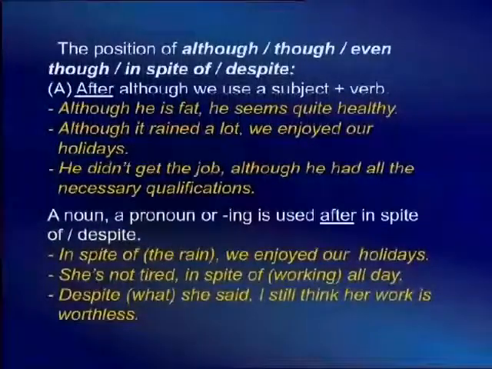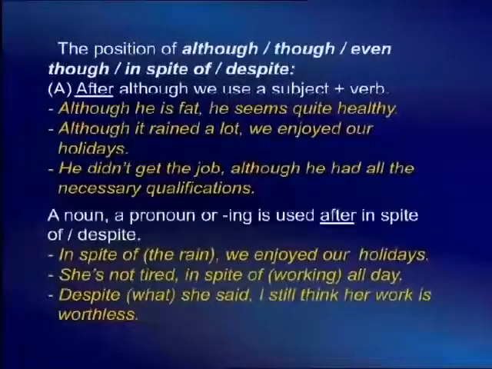Now we look at the 4th group of words and their position. The words are although, though, even though, in spite of, despite. Now, take the word although. After although, use a subject plus verb. Example, although he is fat, he seems quite healthy. Now you've got although. Although must be followed by a subject, and the subject is he, and the verb is. Although he is fat, he seems quite healthy.